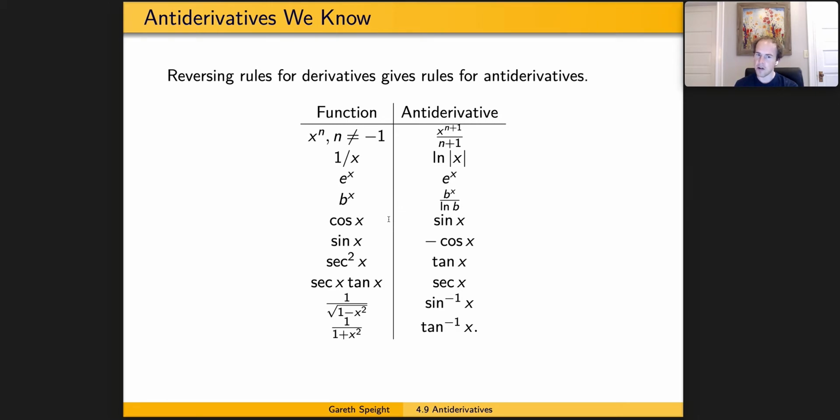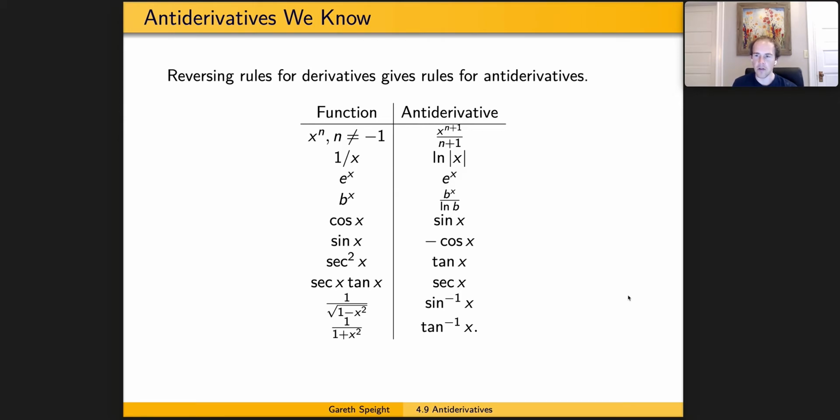The derivative of sine is cosine, so the antiderivative of cosine is sine. Similarly with the rest of the trig functions here. The derivative of inverse sine is 1 over the square root of 1 minus x squared, so the antiderivative of 1 over the square root of 1 minus x squared is inverse sine. Similarly with 1 over 1 plus x squared and inverse tangent. So we get all these rules just by reversing rules we already know for derivatives. It's not like you suddenly have lots more rules to remember.